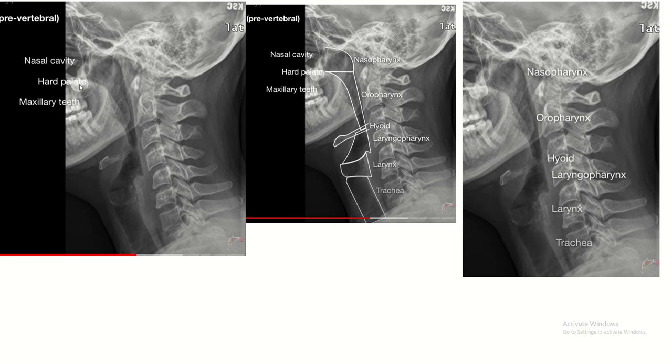Nasal cavity, hard palate, teeth, nasopharynx, oropharynx, laryngopharynx, larynx, trachea. So this is nasopharynx, oropharynx, laryngopharynx, larynx, trachea. This is the hyoid bone.